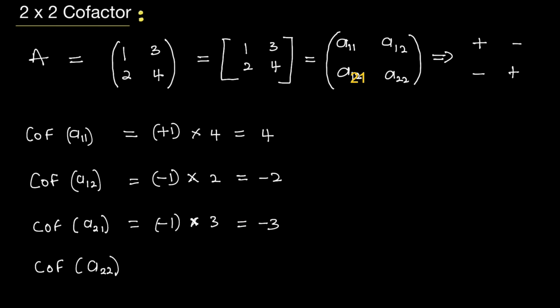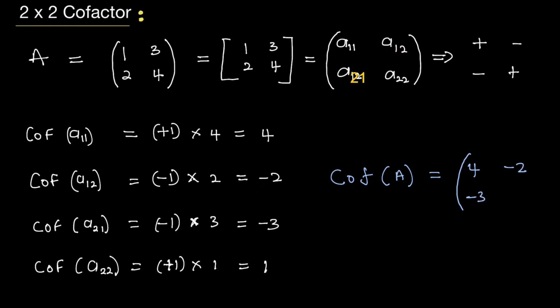Now let's try the cofactor of 4, which is A22. Again, this is plus 1, so that will be plus 1 times 1, because if you draw a line here and there, and looking at that, that's 1. The cofactor of 4 is 1 times 1, which in this case is 1. Now we can write the cofactor of the matrix. Position A11 cofactor is 4, so we put 4 there, and position A12 cofactor is minus 2, so we put minus 2 there. The position A21 cofactor is minus 3, and the position A22 cofactor is 1. And that's how we work out the cofactor.